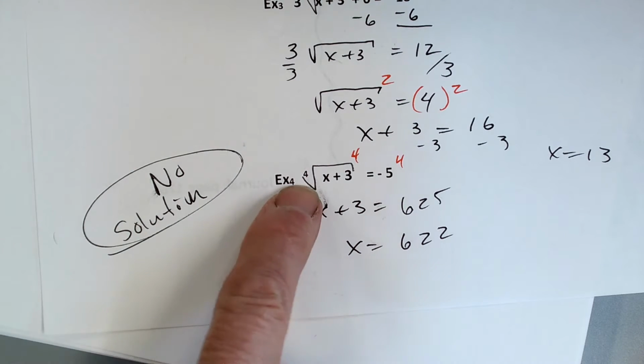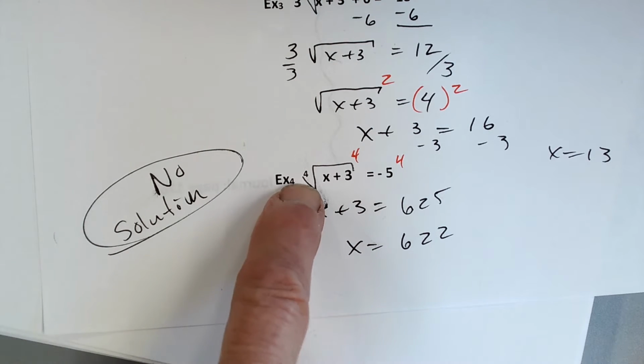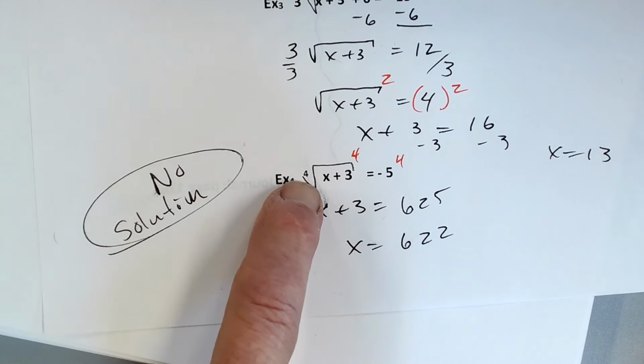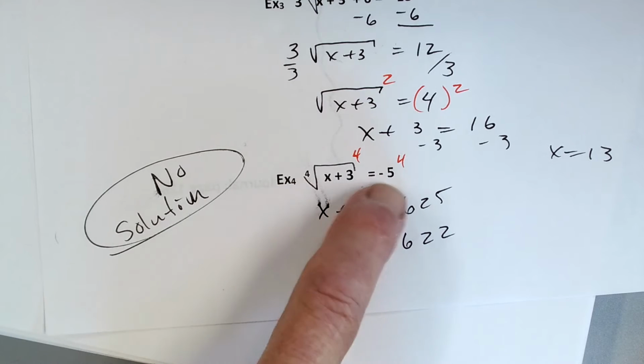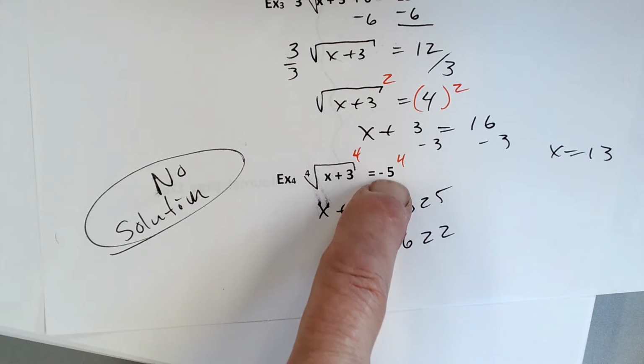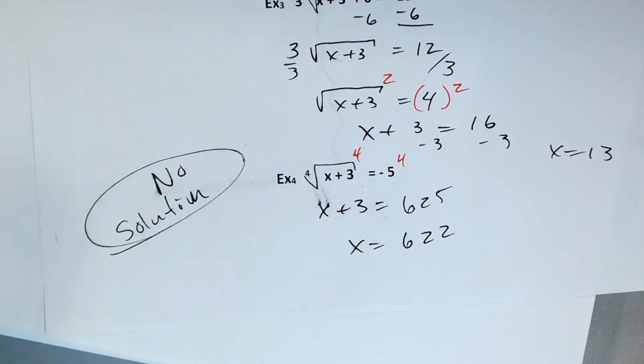Any even root, because a negative times a negative is a positive. Again, I'm going to say it: a negative times a negative is a positive. It's not a negative. Does that make a little bit of sense? Okay, good. Now, odds, that'll work.